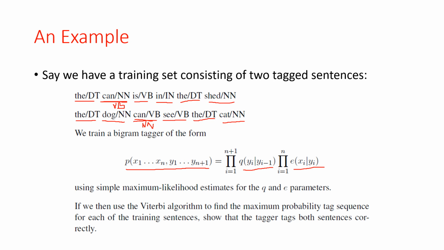The first sentence has the tag bigram determiner verb, which is never seen in the training corpus and hence has an associated parameter q of a verb given a determiner of 0, resulting in the entire tagged sentence having probability 0. And the second sentence has a tag bigram noun noun that is also never seen and hence has probability 0. It is easy to verify that the two correct tag sequences both have probability greater than 0.